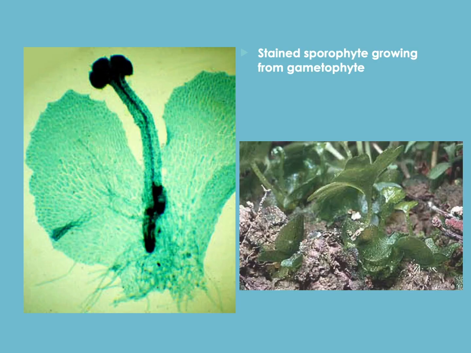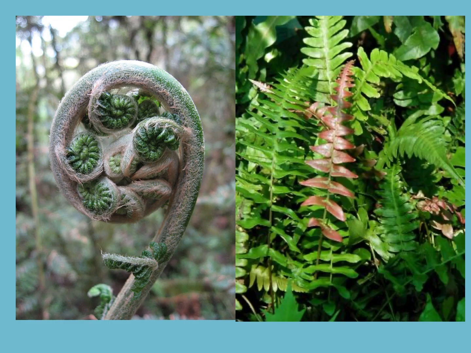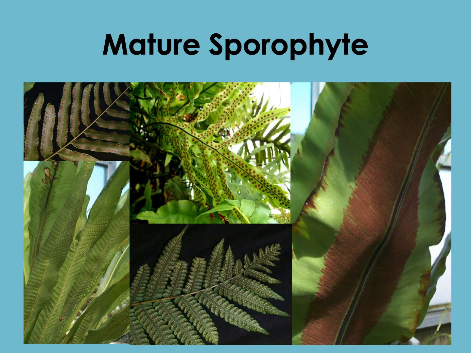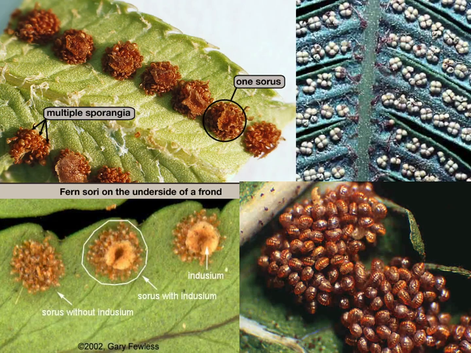So this is the picture showing a young sporophyte growing from the gametophyte, and this is another example of the fern structures, and this is the mature sporophyte, and this is what I said about the structures of the sorus and the sori.